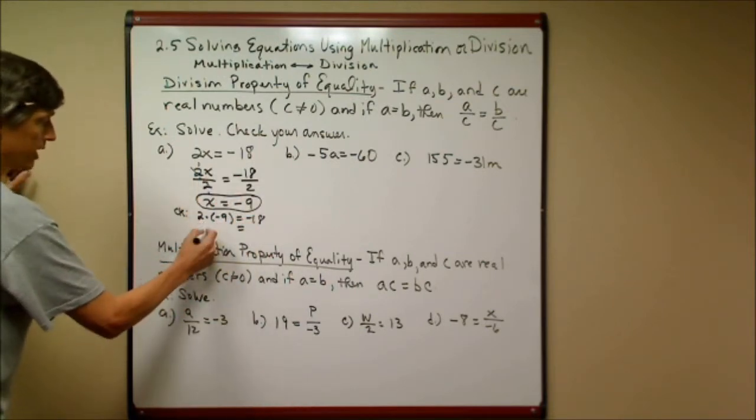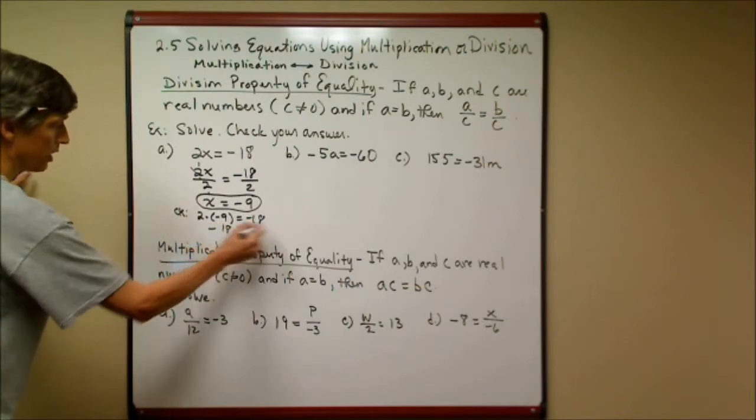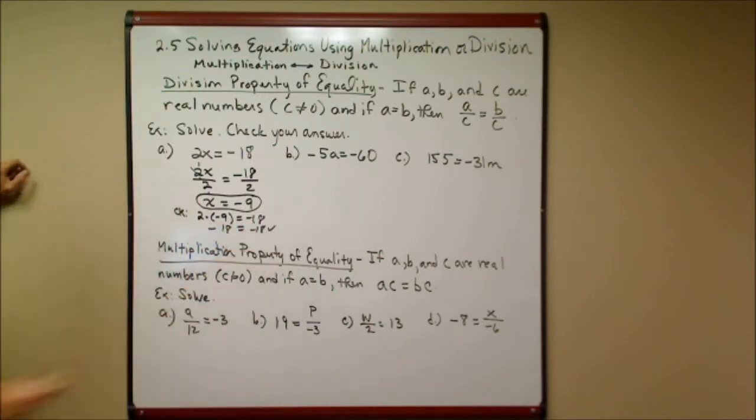Well, positive times a negative is a negative. 2 times 9 is 18. Look, I get negative 18 on both sides. It checks out just fine. I'm pretty sure I have a good answer there.